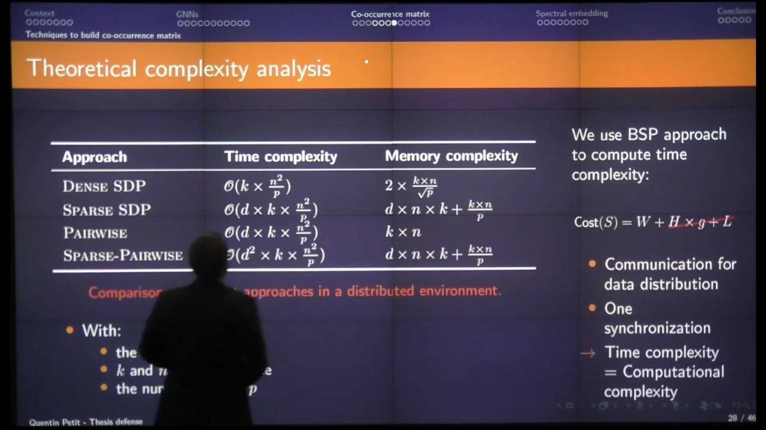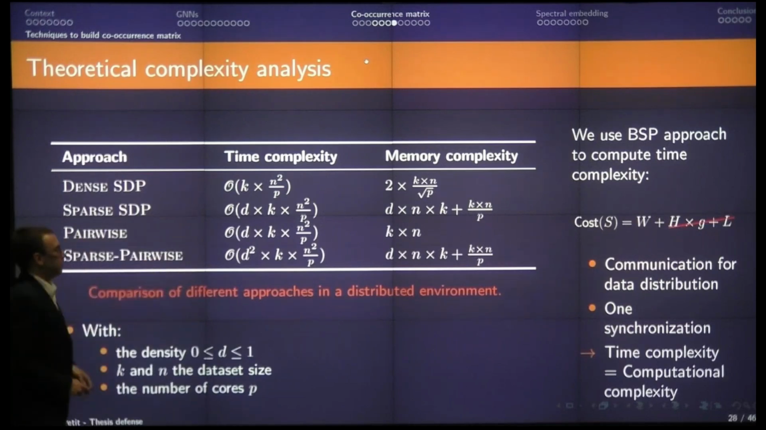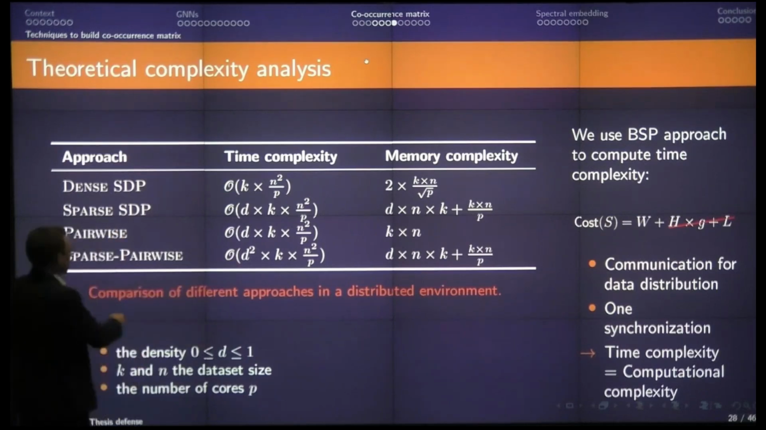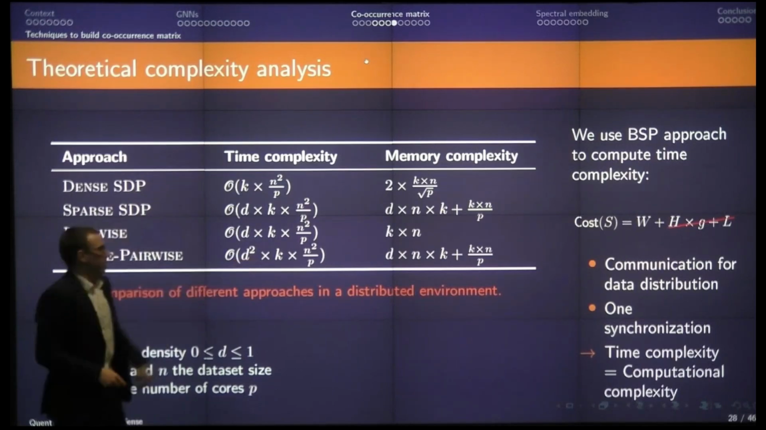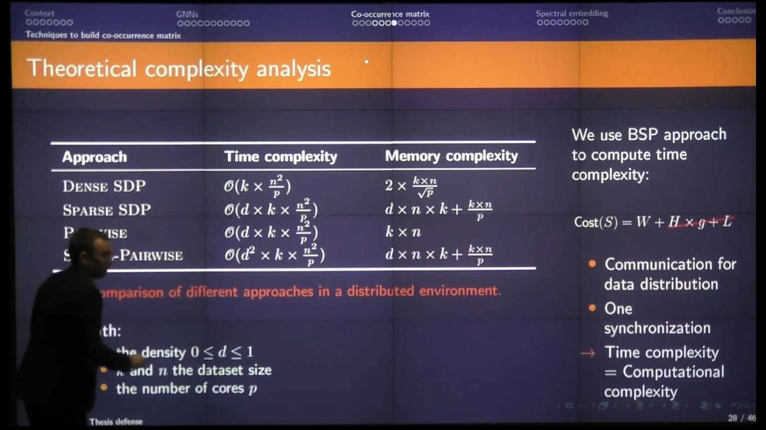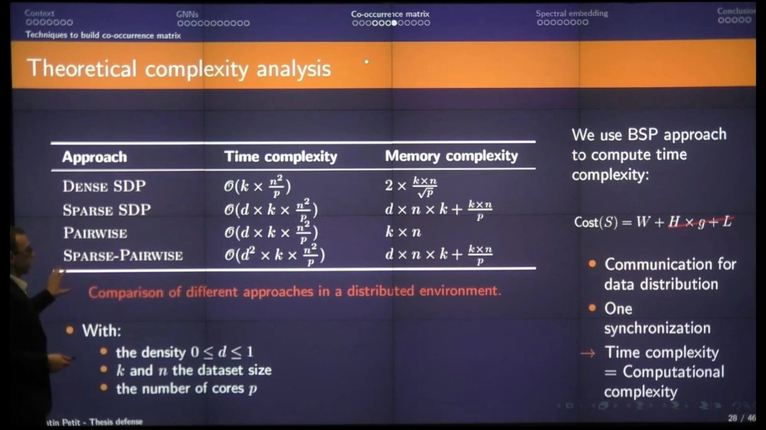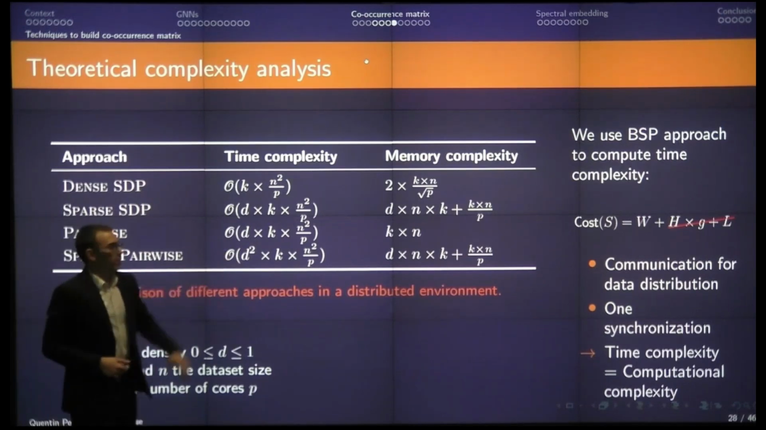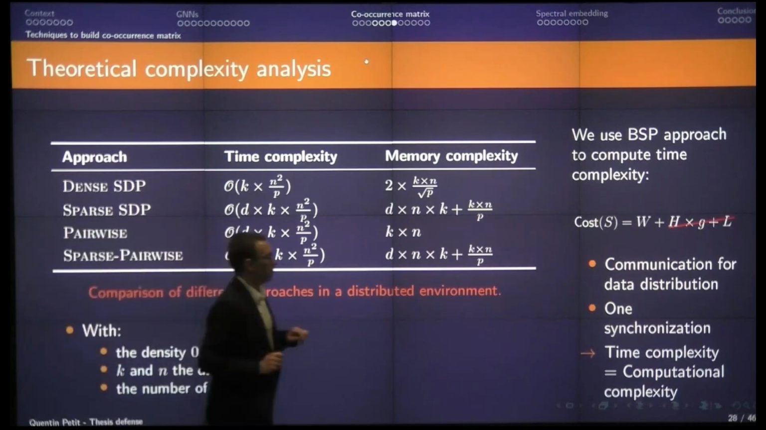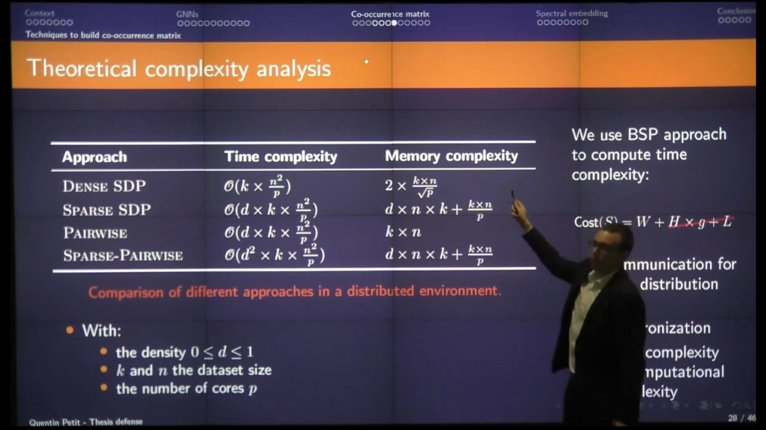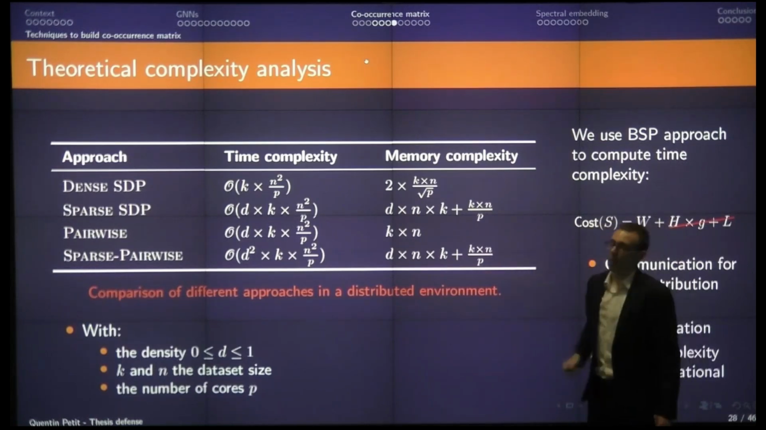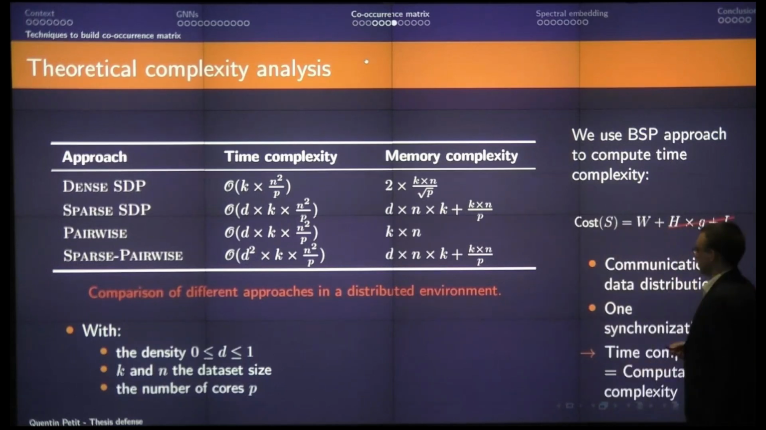We have put here the different time complexities for each method. We can see that only the sparse pairwise approach has a complexity in the density squared. Since the density is between 0 and 1, and often closer to 0, in theory it's more interesting to use the sparse pairwise approach when the density of the matrix is low. Moreover, because we also compress the data row by row, we take advantage of the sparse storage format on the memory complexity with the sparse pairwise approach.